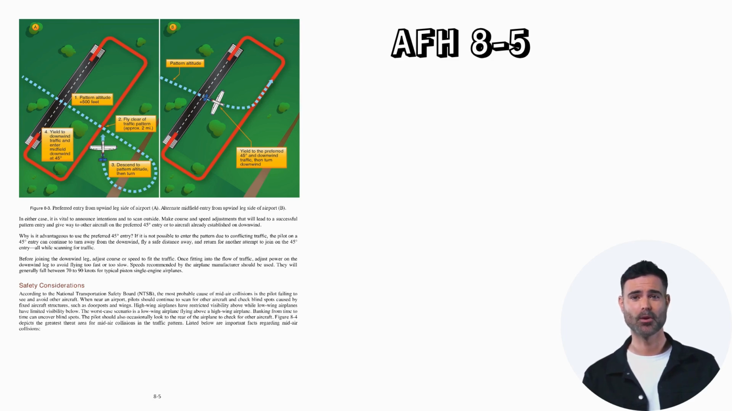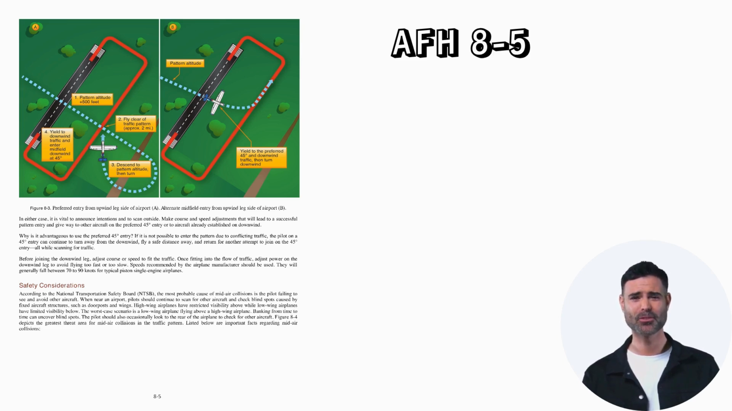Before joining the downwind leg, adjust course or speed to fit the traffic. Once fitting into the flow of traffic, adjust power on the downwind leg to avoid flying too fast or too slow. Speeds recommended by the airplane manufacturer should be used. They will generally fall between 70 to 90 knots for typical piston single-engine airplanes.